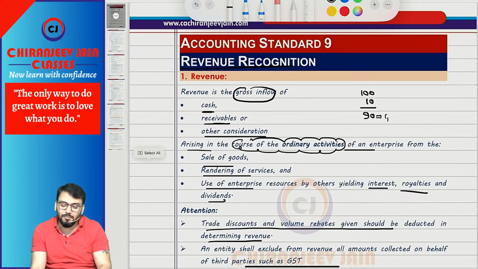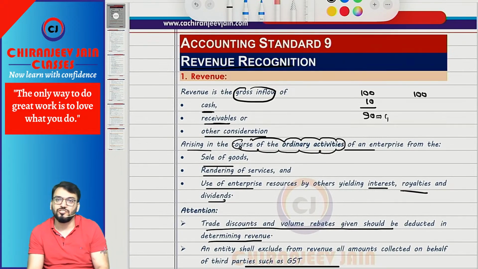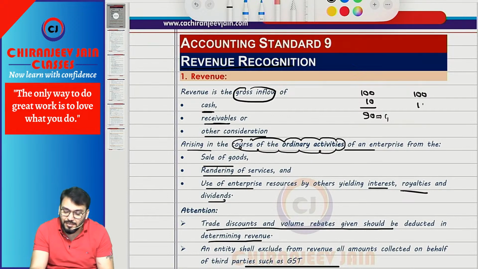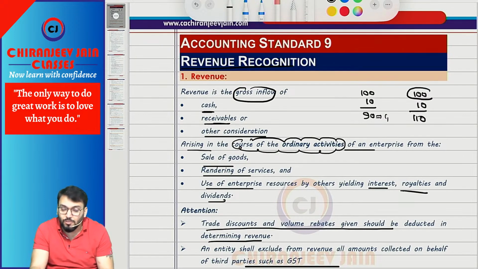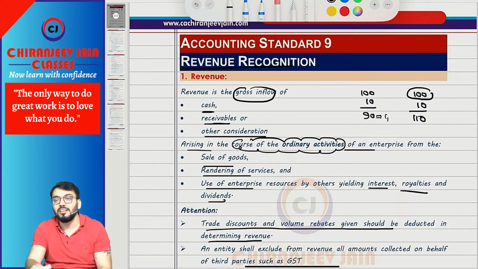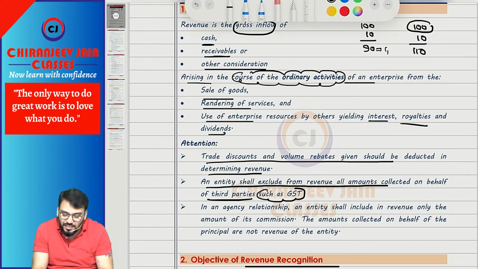Correct. Sometimes what happens? We collect some amount on behalf of a third party, for example GST. Suppose you collected 10% GST, so you collected 110 from the customer. In this case, what will the gross inflow be? The amount other than the amount collected on behalf of the third party. Correct? That will not be the amount of revenue. So again a clarification has been given: the entity shall exclude from revenue all amounts collected on behalf of a third party, such as GST.